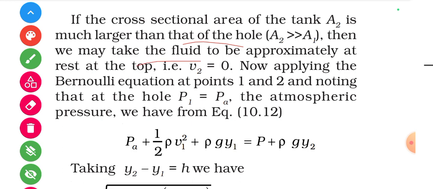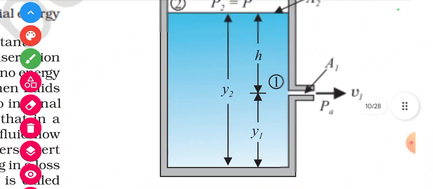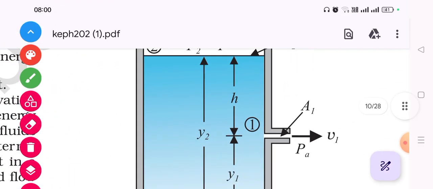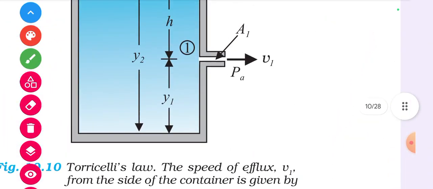V2 will be 0. Now we will apply Bernoulli's principle. Applying Bernoulli's principle at points 1 and 2, this region and this area, A1 and A2, what will be there?